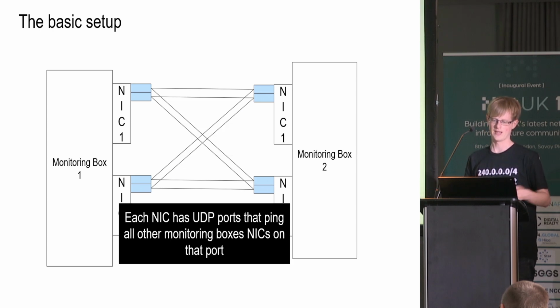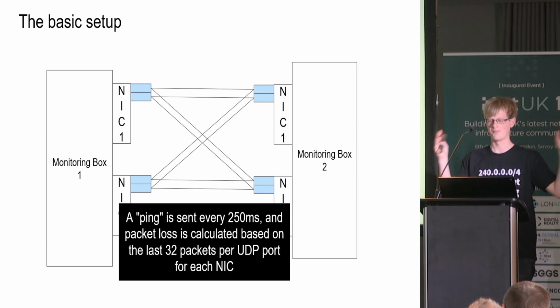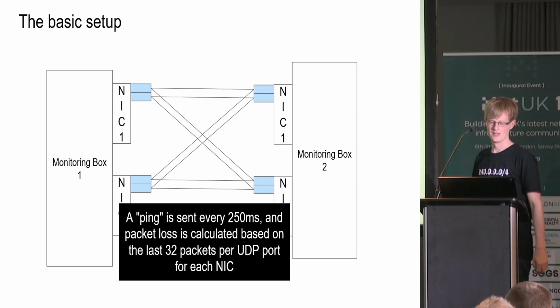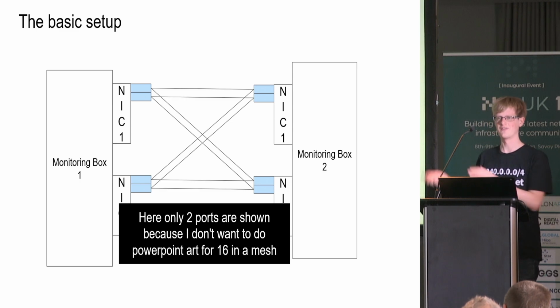So yeah, each NIC has a bunch of UDP ports that all the boxes overping. Ping is sent every 250 milliseconds, and packet loss is calculated on a sliding window of the last 32 packets for each NIC. I've only shown 2 ports here because I don't want to do that much PowerPoint art, but imagine there's 32 or 16.